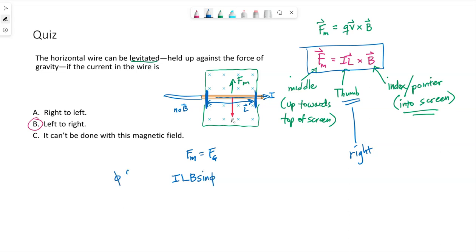Phi is the angle between L and B, the two vectors we're crossing. And again, L is the direction of the current. That's how we determine L. Well, the current flowing left to right is making an angle of 90 degrees in this case with the magnetic field that points into the screen. Sine of 90 is 1. So ILB has to equal the force of gravity, mg.